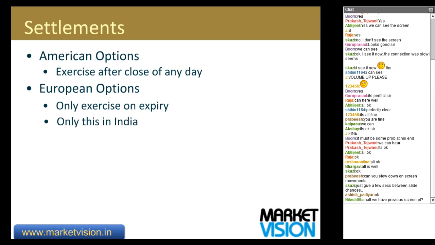Now for that person, the cost price is 50 rupees for that option. I'm assuming that Reliance went to 900 and say 45 or something like that, and somebody else wanted to buy the option at 50 rupees. Both American and European options can be sold to different parties. American options can also be exercised at the close of any day. Now stock options were American, but as of Jan 2011, NSE converted all the stock options to European in India.